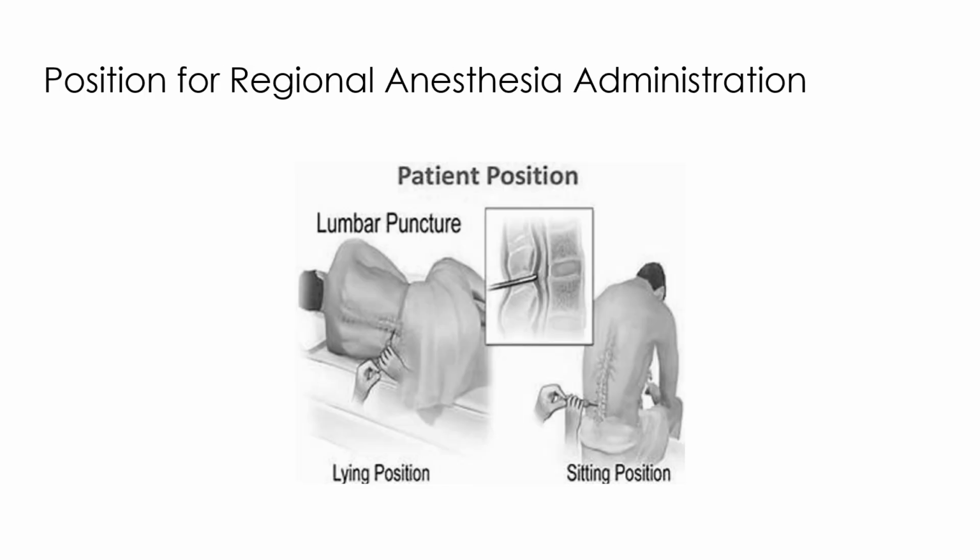You need to know the proper position for regional anesthesia administration, specifically related to epidurals and spinals. You will see in this picture here, the patient is positioned lying down on their side or sitting up. Notice the curvature of the spine. I always tell my patients, think of a mad cat or an angry shrimp.